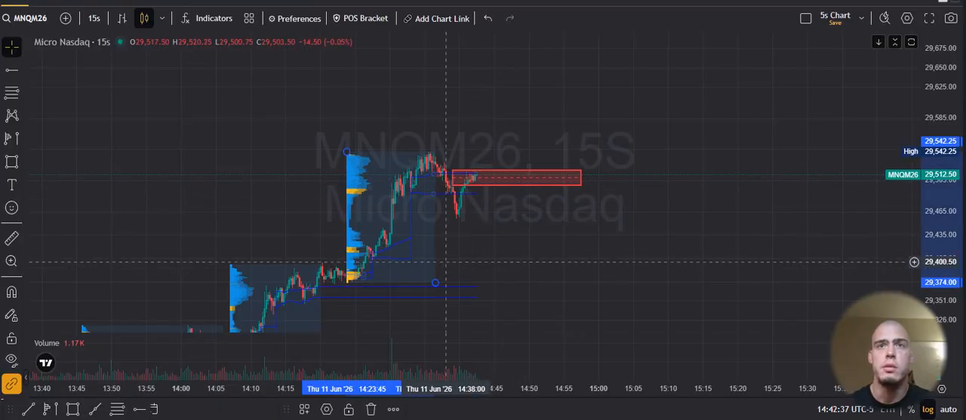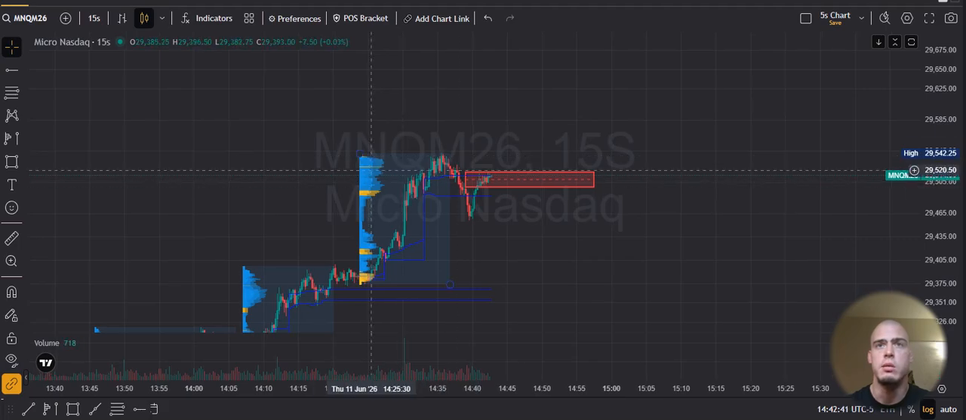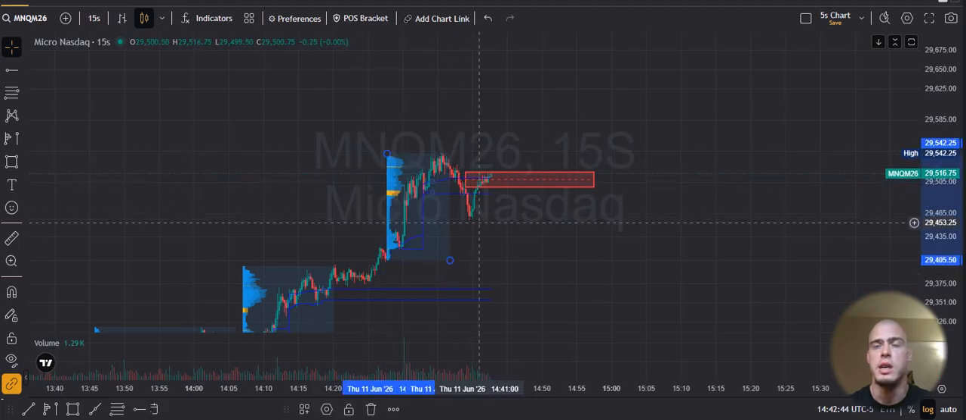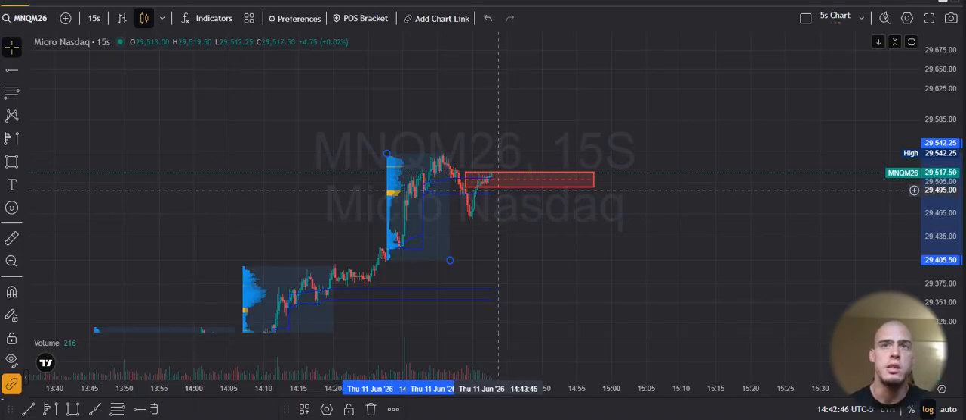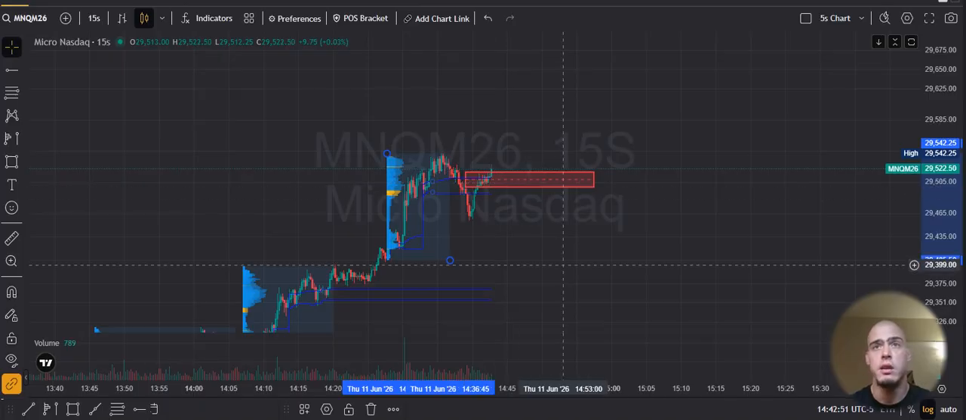Why? Because there's trapped traders. There's trapped traders here that were trying to buy this delta area. They were trying to buy this congestion area. It pushed down below that. Maybe they think it's a trend inversion, blah, blah, blah. Odds are it's going to slow down there. Could it reverse entirely? Yes.